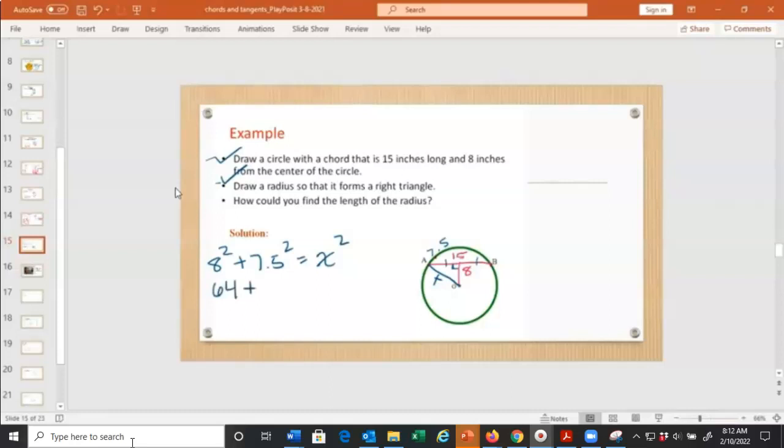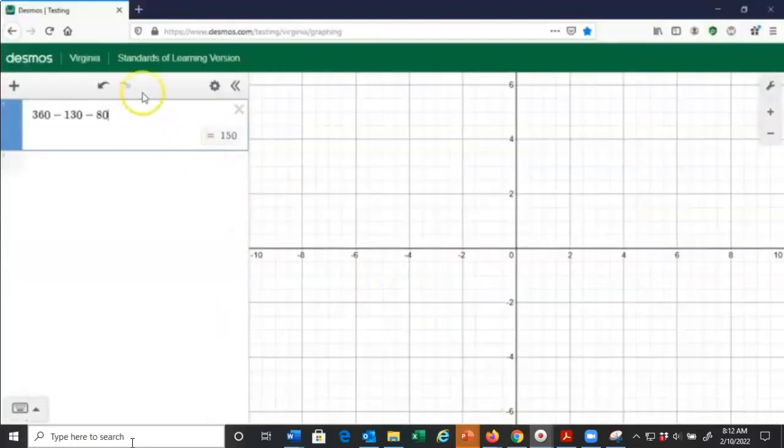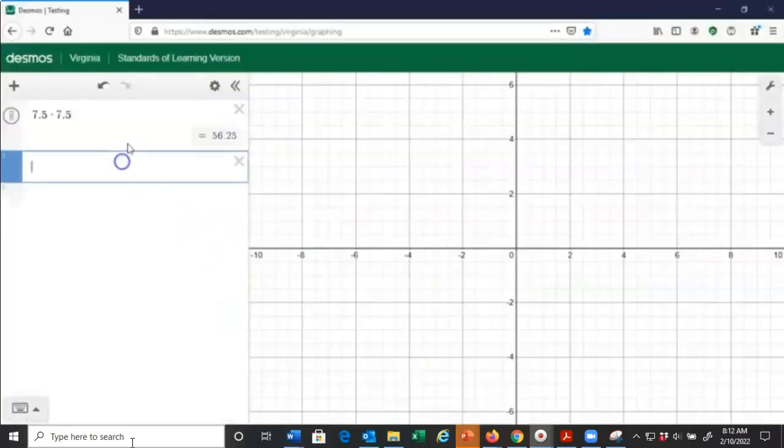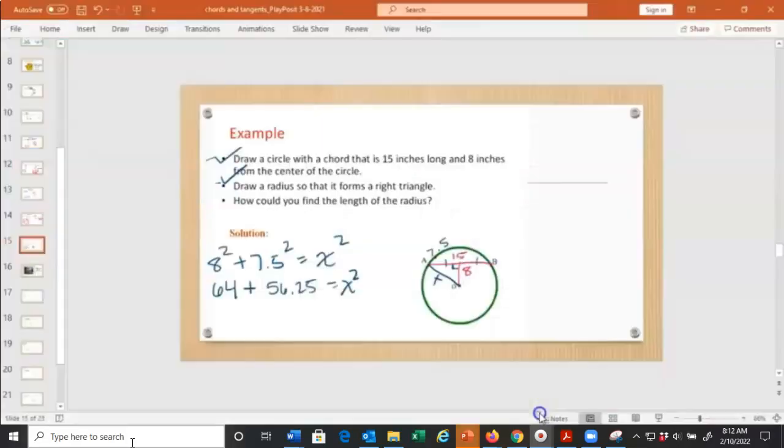And we can solve for that radius, or that hypotenuse of that right triangle. So 64 plus, what's 7.5 squared? I don't know. 7.5 times 7.5, 56.25. Plus 64 is 120.25.